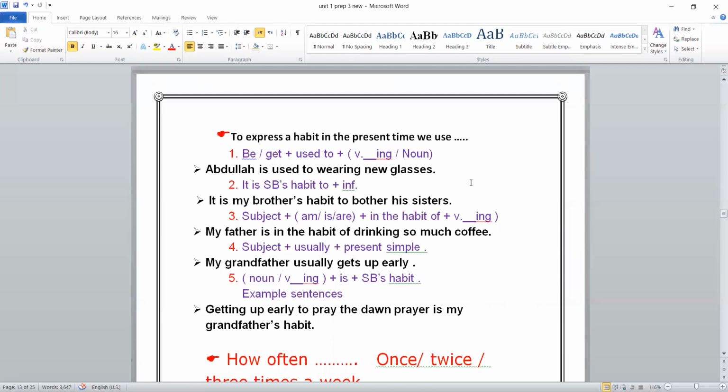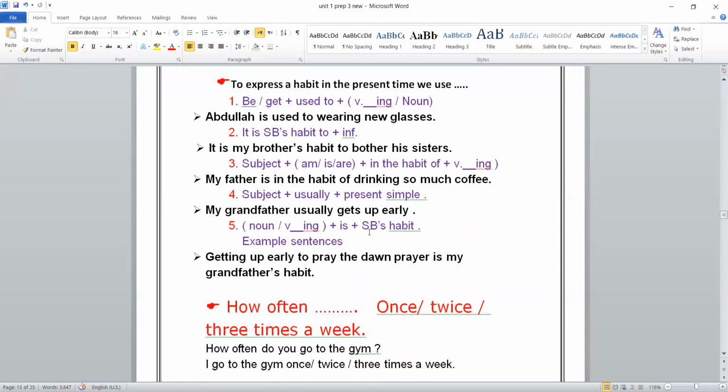Yes, Abdullah is used to wearing new glasses. That means this is a new habit for Abdullah, or he is still practicing, or he's still wearing those new glasses. Next, it is somebody's habit to, plus infinitive. It is my brother's habit to bother his sisters.